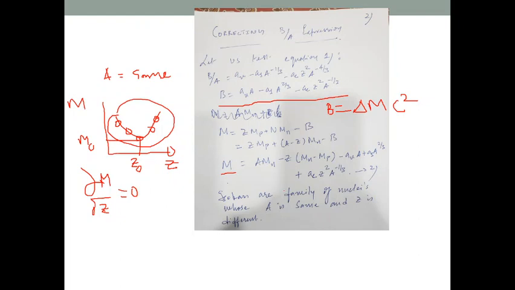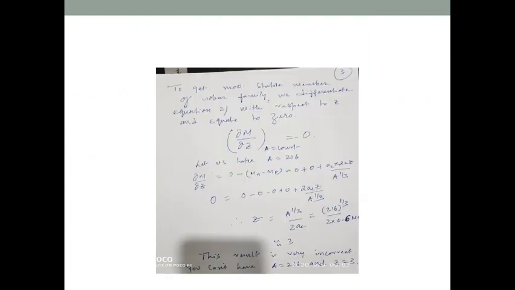We take an isobar family, differentiate M with respect to Z keeping A constant, and try to see what is the value of Z that we are getting. Does it match with the actual value or not? There are many isobar families existing. So first we differentiate, A is constant and dM by dZ is equal to 0. Let us take a family whose A is 216.